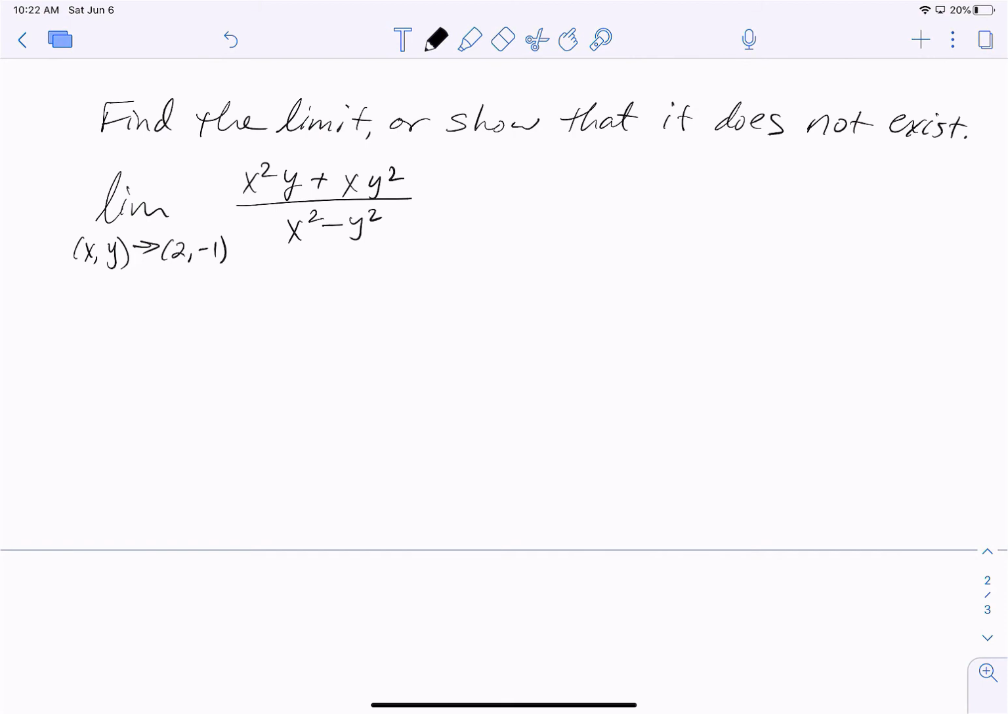Let's find a limit. The instructions are to find a limit or show it does not exist, and we're looking at the limit as (x, y) approaches (2, -1) of (x squared y plus x y squared) over (x squared minus y squared). I see that we can factor in the numerator and denominator and thereby simplify the expression. However, I also see that by letting x equal 2 and y negative 1, I don't have a 0 in the denominator, and so I actually can find a limit by direct substitution, and that's what we're going to do.